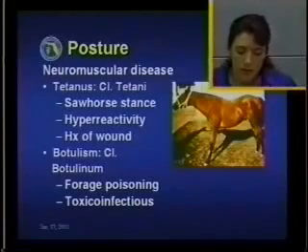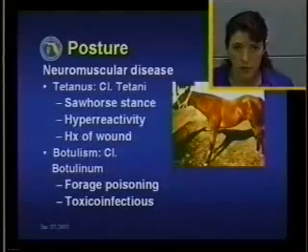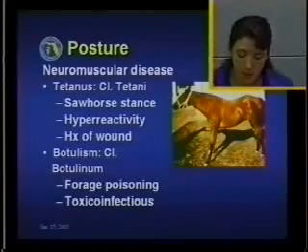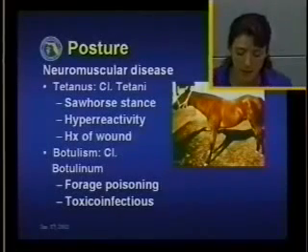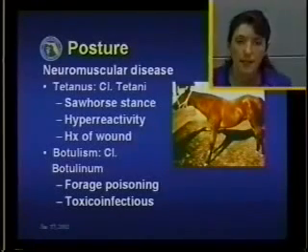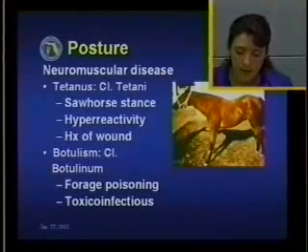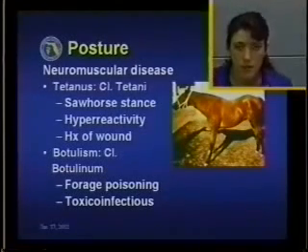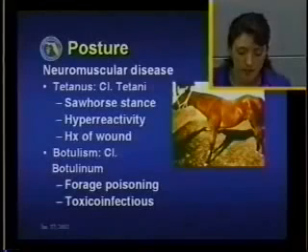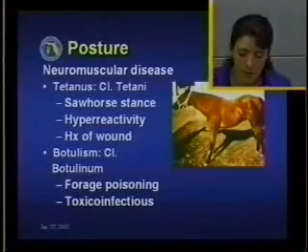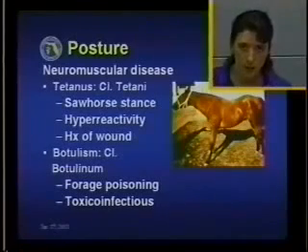Changes in posture can also be caused by neuromuscular diseases, and some of the most common neuromuscular diseases in horses are tetanus and botulism. Tetanus is caused by Clostridium tetani, which releases a toxin that locates itself at the neuromuscular junction. The extensor muscles seem to be affected more than any other group of muscles in the body, which results in this sawhorse stance where the horses have a very rigid appearance.